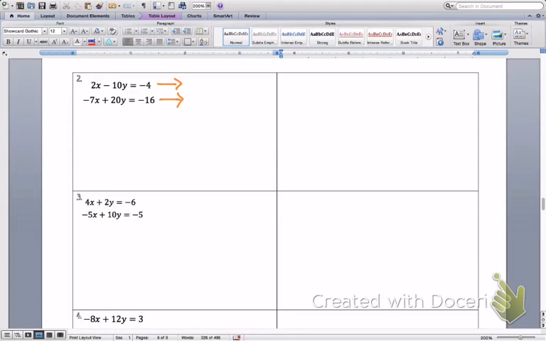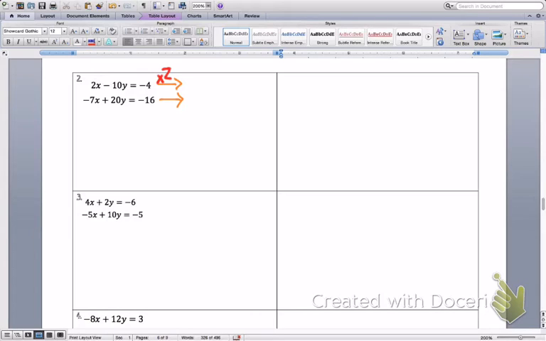So I can't multiply 2 by anything to make it equal to 7 because it's an even number. So I'm not going to multiply to cancel out the x's. I'm going to multiply the 10 here to make it into a 20. So what would I multiply 10 by to make it a 20? And if you answered 2, then you are correct. So you're going to multiply by 2. So I'm going to multiply the equation by 2 because that's going to make it into a 20. So let's go ahead and do that.